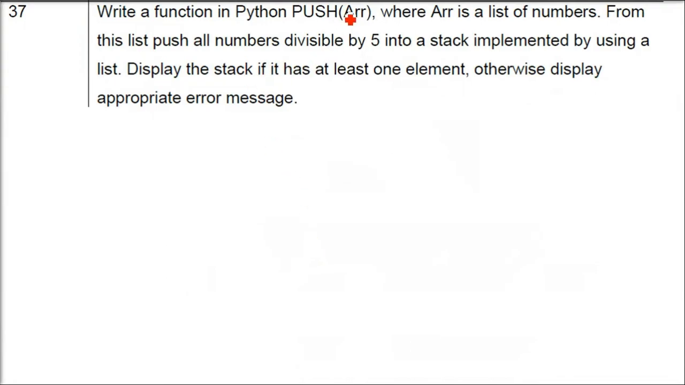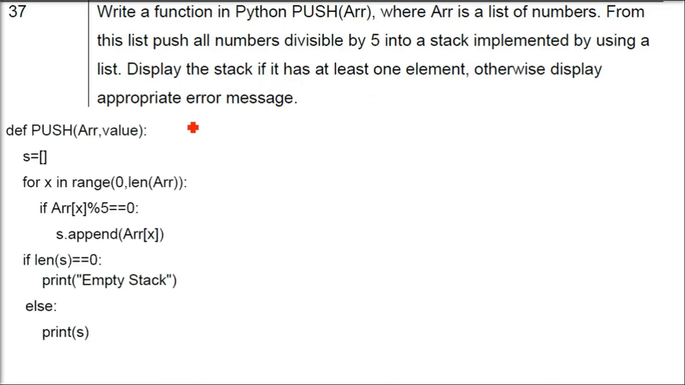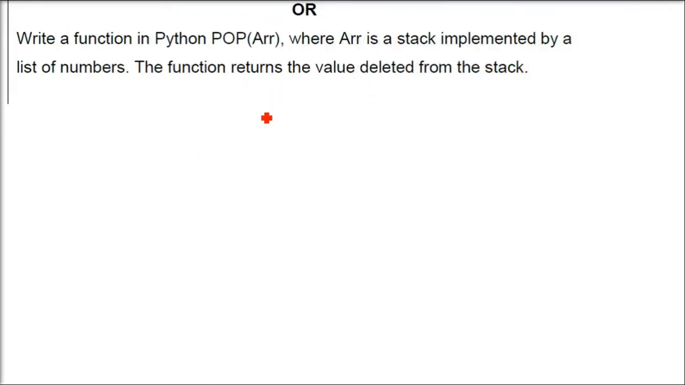Write a function in Python, push(ARR), where ARR is a list of numbers. From this list, push all numbers divisible by 5 into a stack implemented by using a list. Display the stack if it has at least one element, otherwise display an appropriate error message. Before going to this one, there is one more question, which is the OR: write a function in Python, pop(ARR), where ARR is a stack implemented by a list of numbers. The function returns the value deleted from the stack.